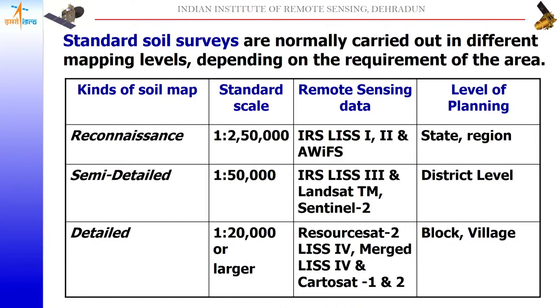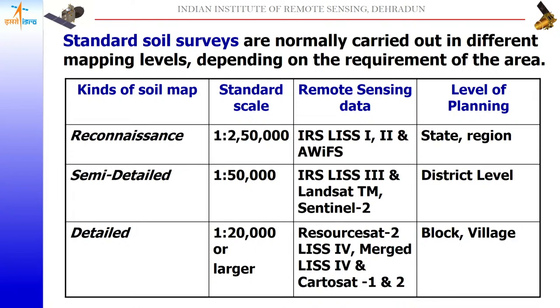In general, soil survey is conducted in our country at standard scales. Three types of soil survey we do. One is reconnaissance soil survey. It is at the scale of 1:250,000, where we use IRS LISS-1, LISS-2, and AWiFS satellite data, and this map is generally used for the planning of a state or a region.